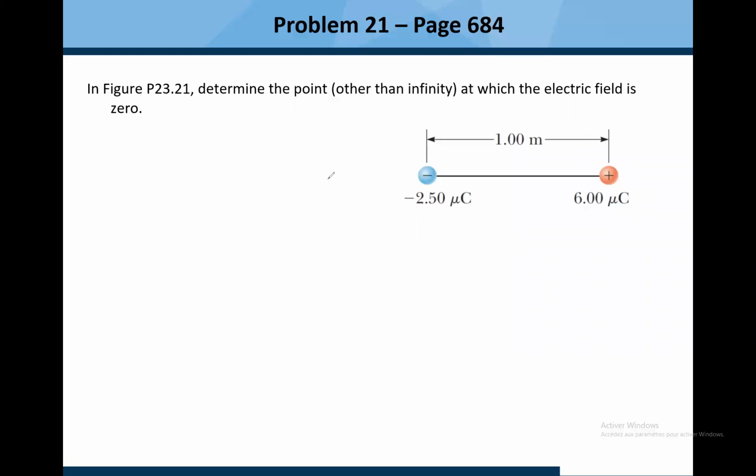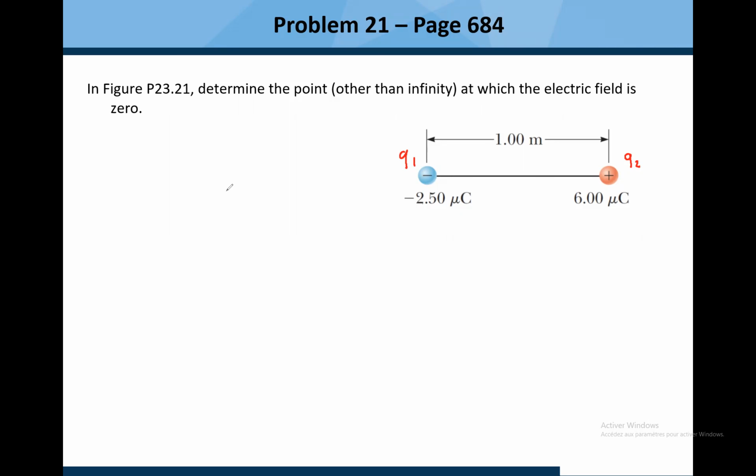Problem 21, page 684. We have a negative charge Q1 equal minus 2.5 microcoulomb, and we have a positive charge Q2 equal 6 microcoulomb. The question is, determine the point where the electric field is 0.